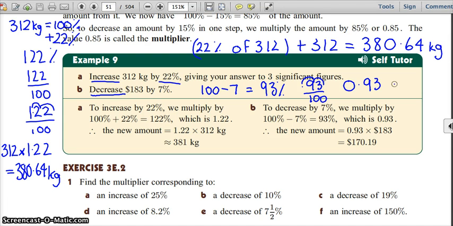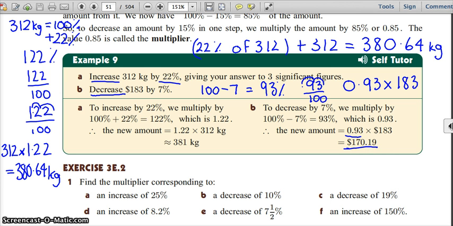The way it has to be under 183 is to times it by 0.93. If you were to times 183 by 1, you'd get 183, wouldn't you? But you're not timesing it by 1. You're timesing it by 0.93. So you end up with 170.19.